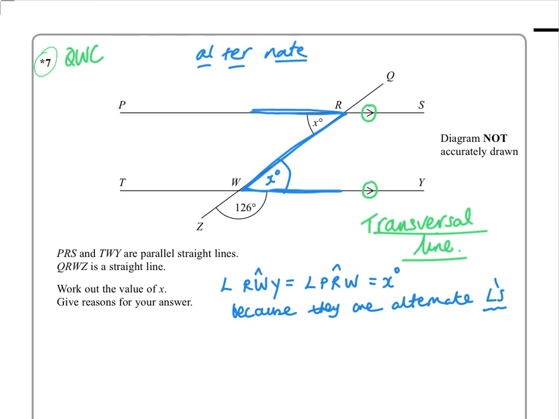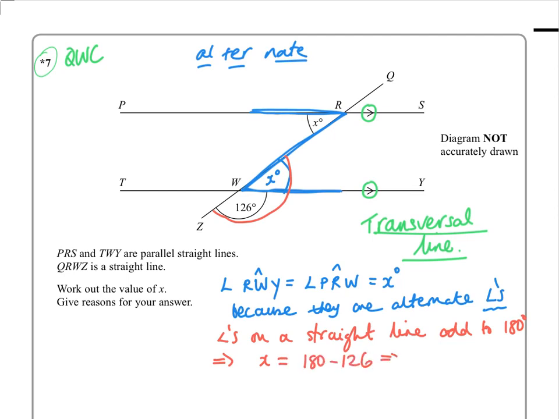And then the second thing to do is just to notice that angles on a straight line add to 180 degrees. So you can therefore say that x equals 180 minus 126, which you can do on your calculator. You have the luxury of doing that. So you've got 54 degrees. So x is 54 degrees. And that should be plenty of information.